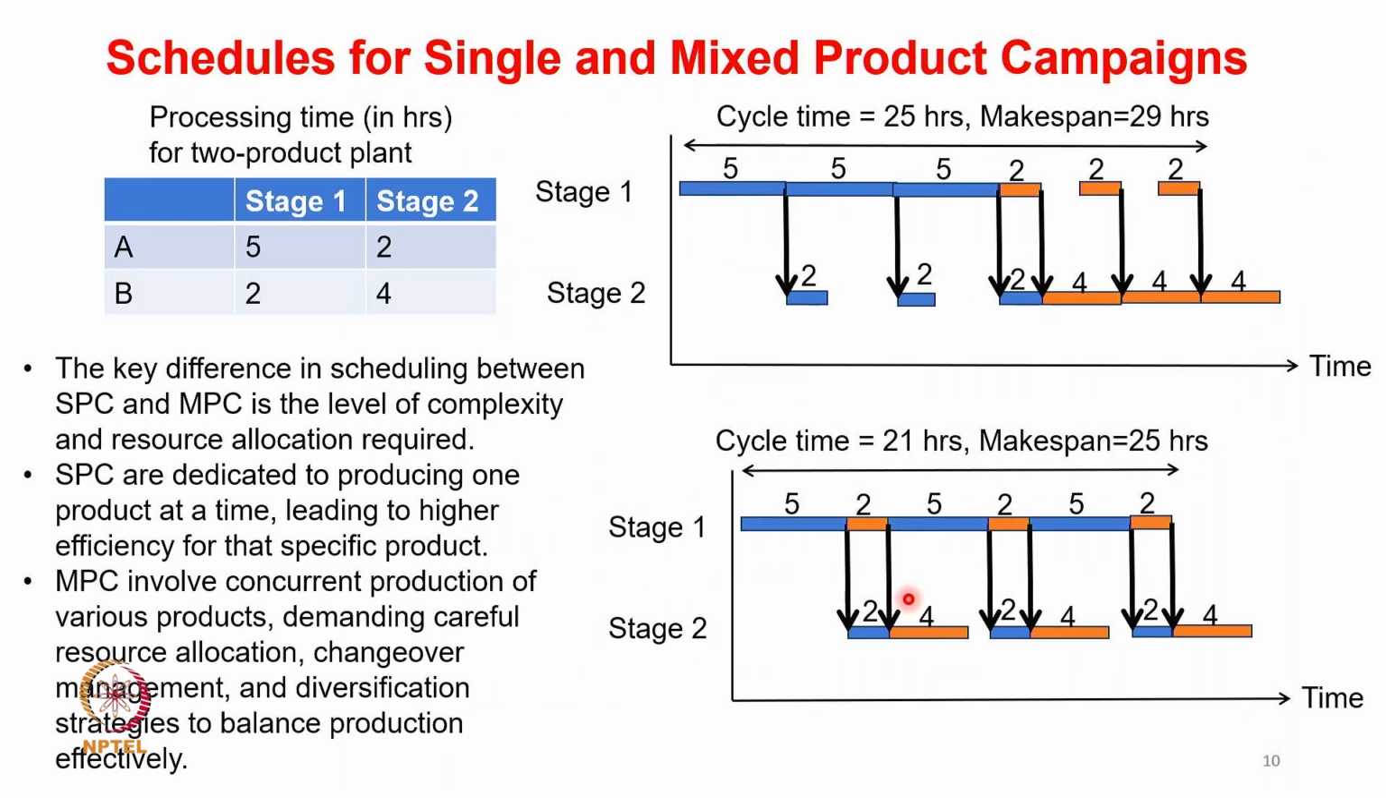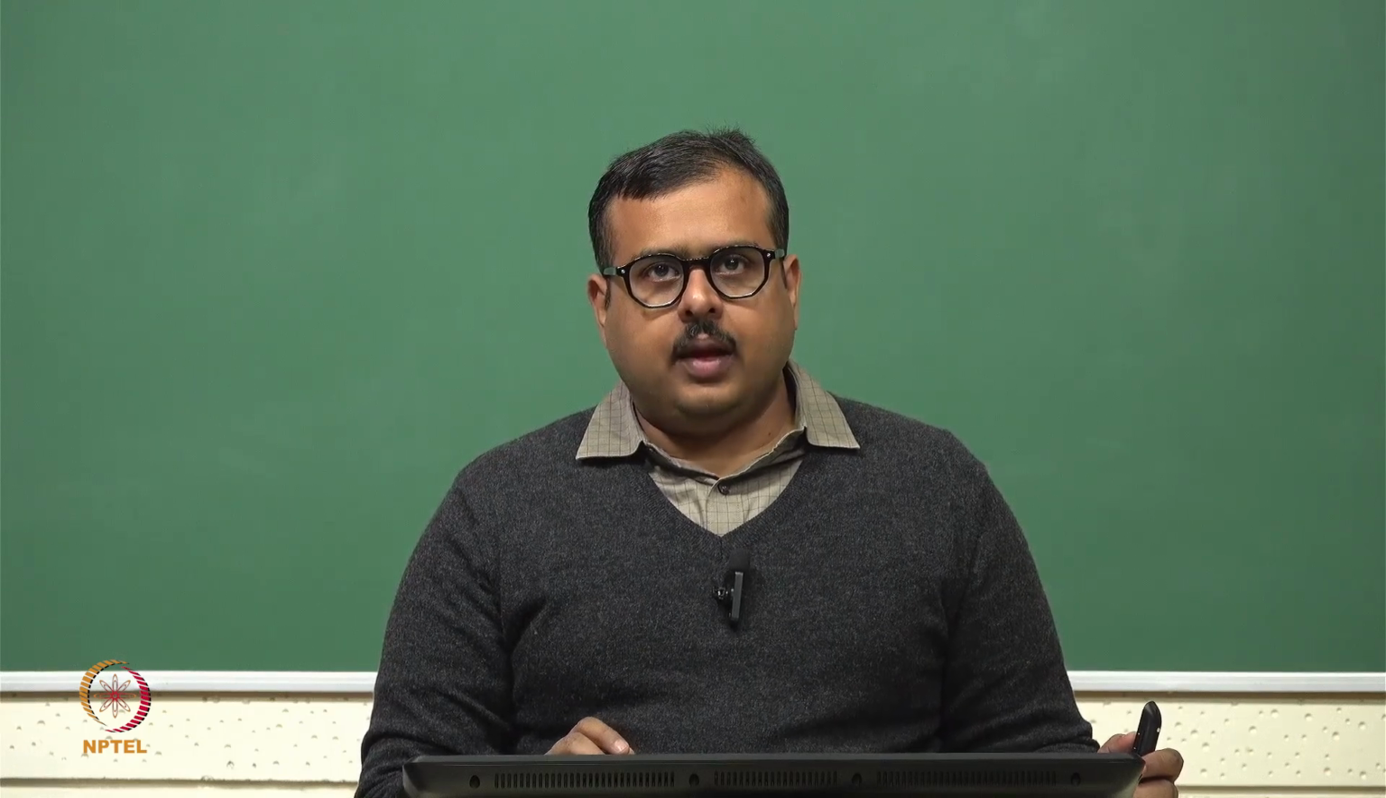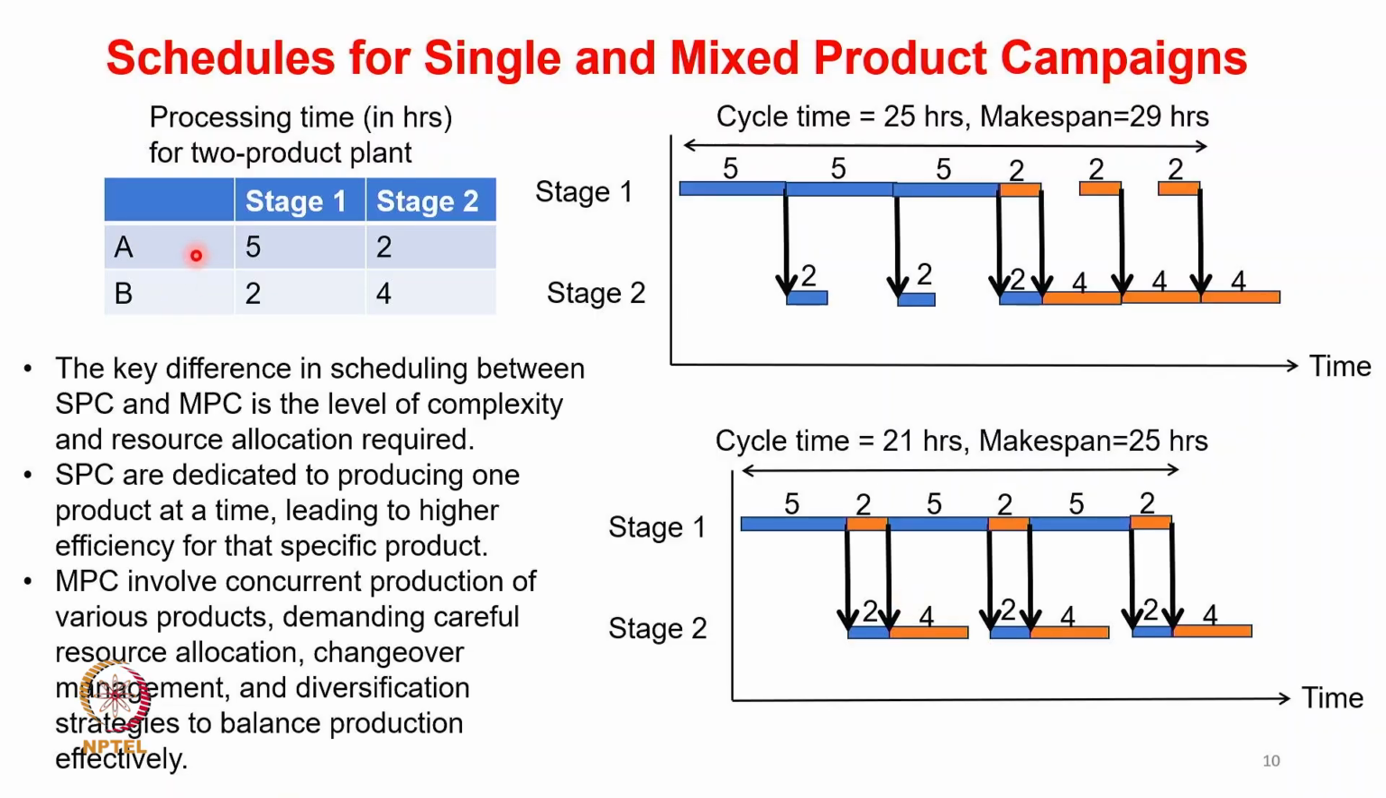So how do you identify schedules for mixed product campaigns? You have 2 products here, A and B, and both of them pass through 2 stages. This is of course an illustration, a schematic illustration of a 2 product plan. Both have to pass through 2 stages of operation. Stage 1 for A takes 5 hours, let's say 5 time units, and stage 2 is 2 hours, and product B has to pass through stage 1 in 2 hours and stage 2 in 4 hours.